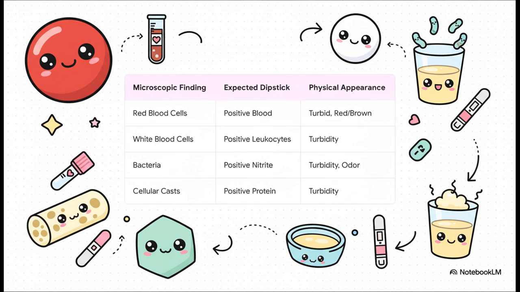So if you see tons of RBCs under the scope, you better believe that blood pad on the dipstick should be positive, and the urine might even look red or brown. Seeing lots of WBCs and bacteria, you should expect a positive leukocyte and nitrite test. Seeing cellular casts? Well, casts are made of protein, so that protein pad on the dipstick must be positive. It all has to fit together.